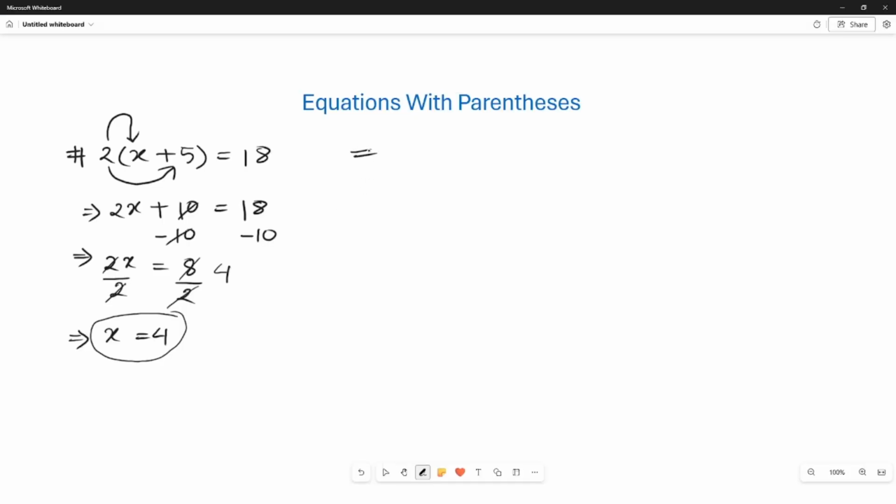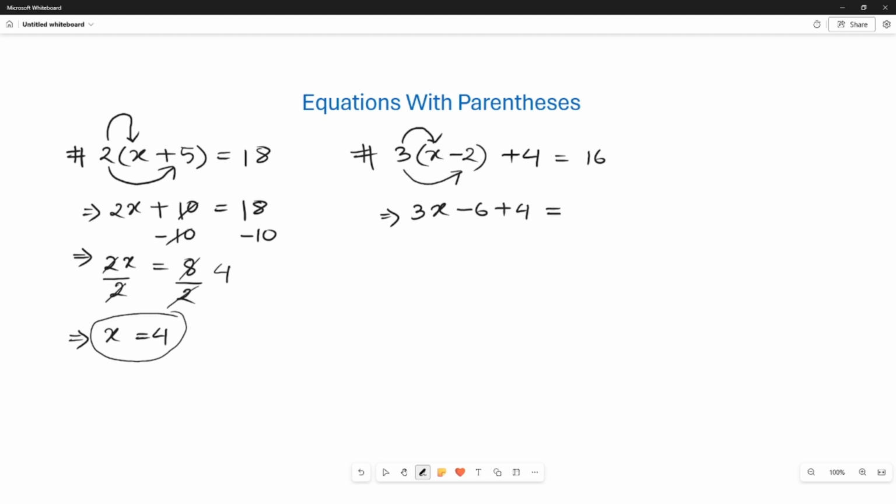Now let's solve a little bit tricky math. The question is 3 times quantity (x − 2) plus 4 equals 16. Here, the tricky part is the negative 2. Students forget to distribute the negative. If we properly distribute, we'll get 3x − 6. I repeat, minus 6. If we multiply 3 with negative 2, we'll get a negative 6.